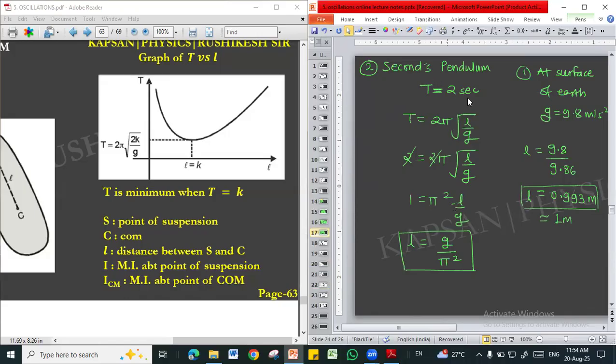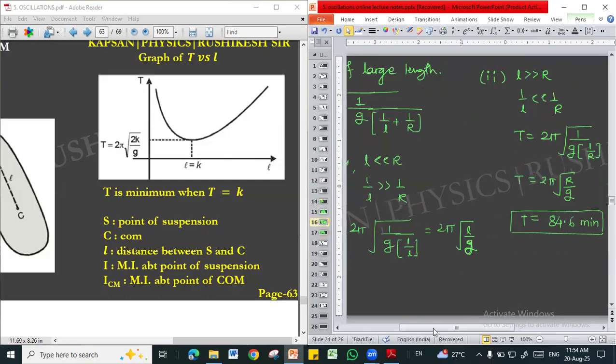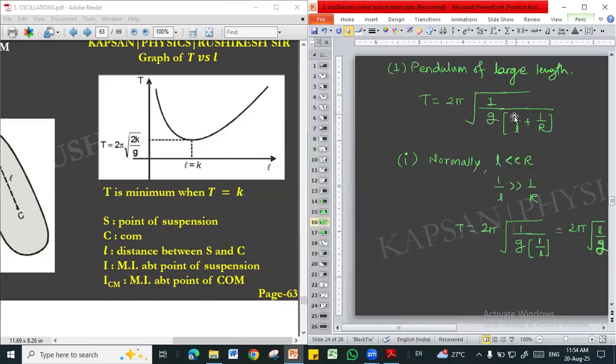टाइम पिरियड इक्वल टू 1 सेकंड म्हणणारी पण बरीच लोक असतात. नाही, सेकंड पेंड्युलम इज पेंड्युलम हॅव्हिंग टाइम पिरियड 2 सेकंड. अर्थ वरती त्याची लेंथ 1 मीटर घ्यावी लागते, मून वरती 1/6 घ्यावी लागते. त्यानंतर पेंड्युलम ऑफ लार्ज लेंथ साठी फॉर्म्युला काय करायचा? 2π √L/G चा 1/G करायचं आणि 1/L + 1/R हा ऍक्सेप्ट करायचा. हा आपण डिराईव्ह करणार नाहीये, हा ऍक्सेप्ट करूया. नॉर्मली आपली लेंथ ऑफ पेंड्युलम 1 मीटर, 2 मीटर, 3 मीटर, विच इज व्हेरी व्हेरी लेस compared with the 6400.